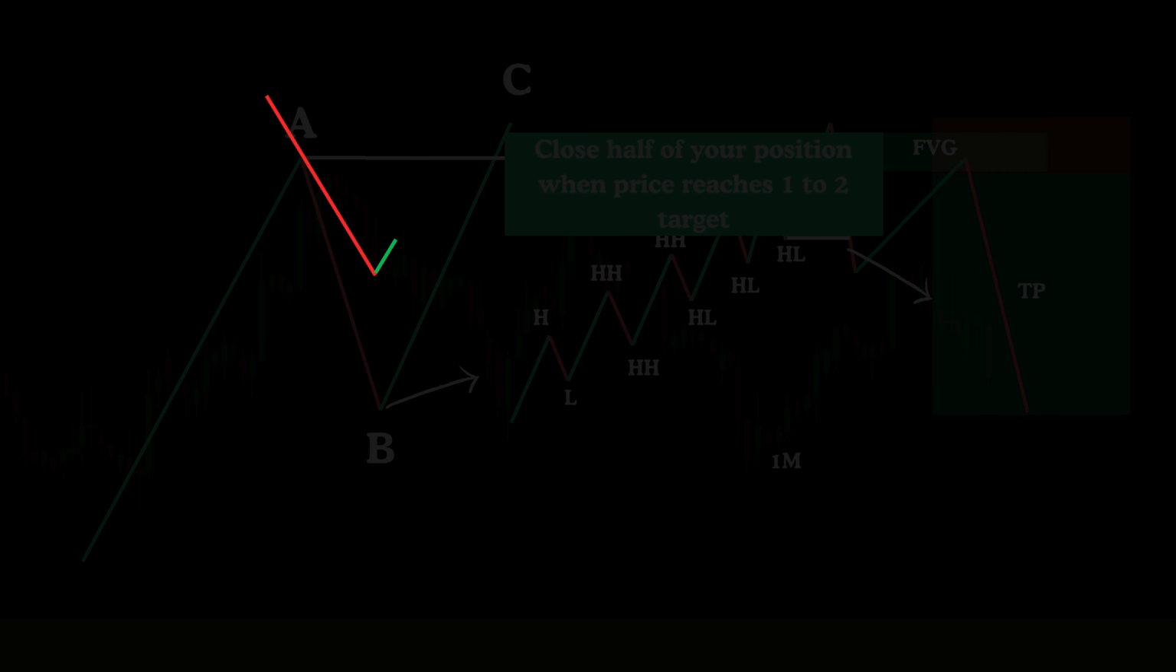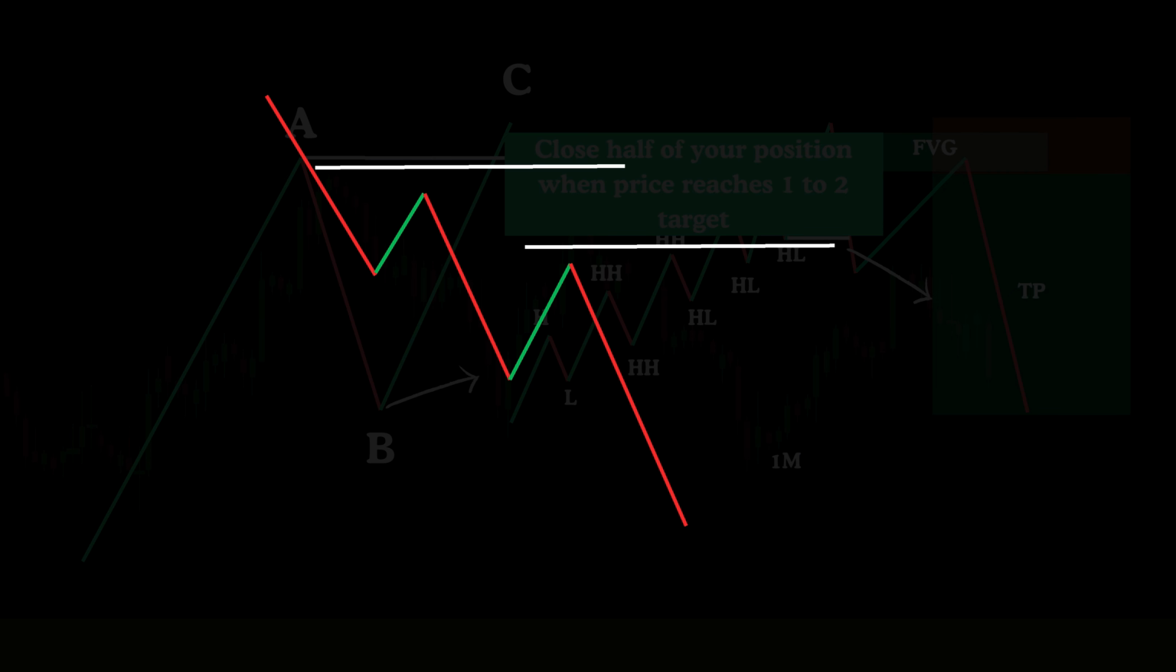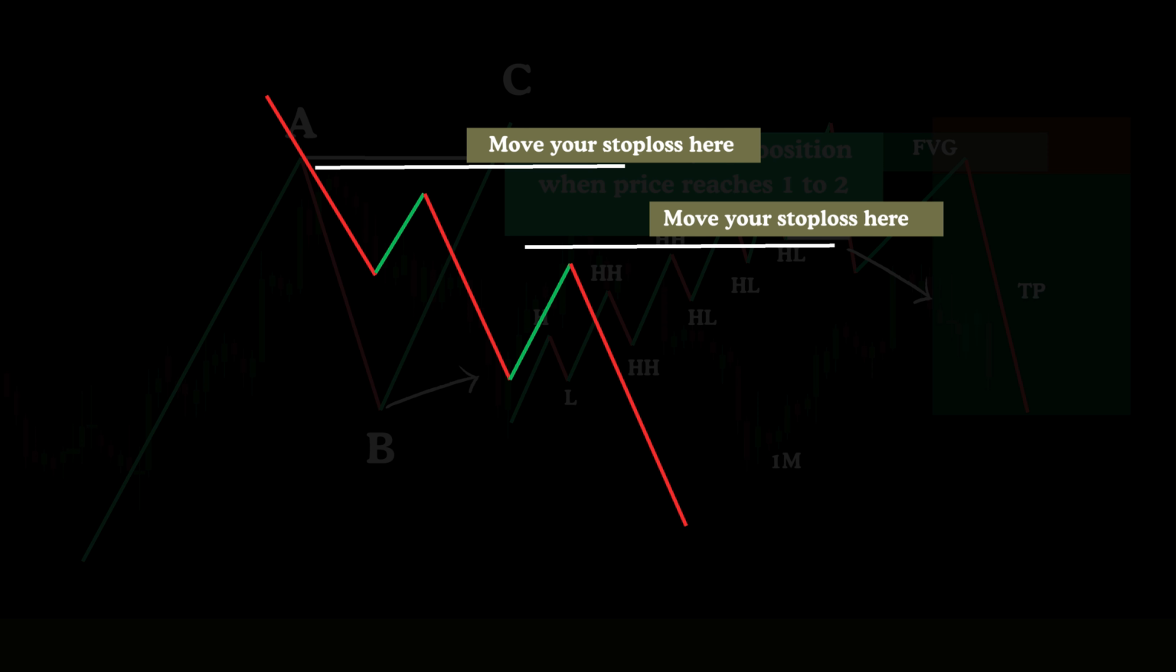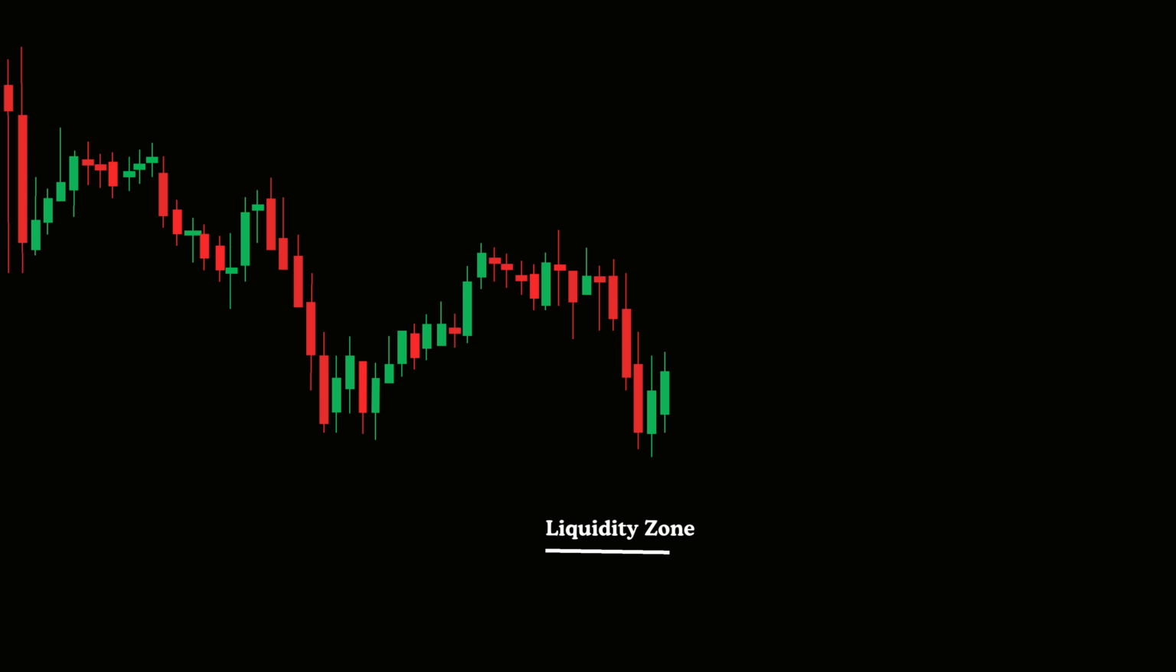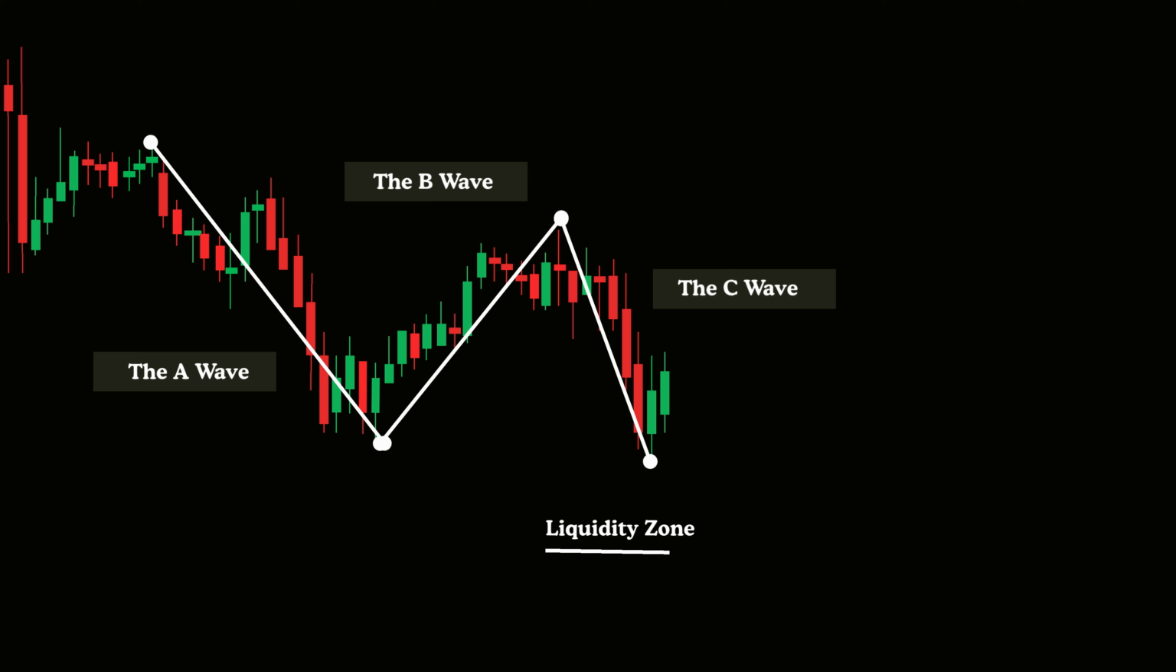So we have the euro-dollar pair 15-minute time frame displayed on our chart. This represents the A wave followed by the B wave, and then we spot the C wave. Once the ABC formation is recognized, we need to confirm if this ABC setup meets our criteria. To do that, draw a reference line from the top of the A wave to the current price.